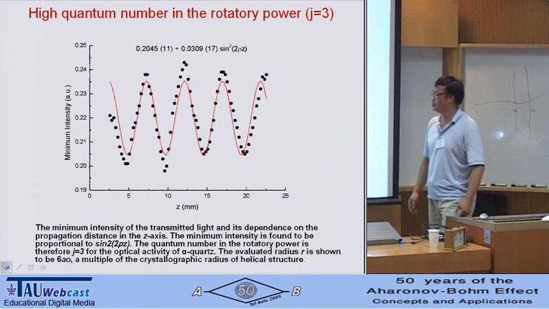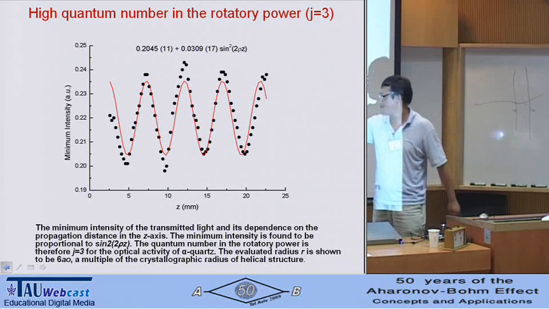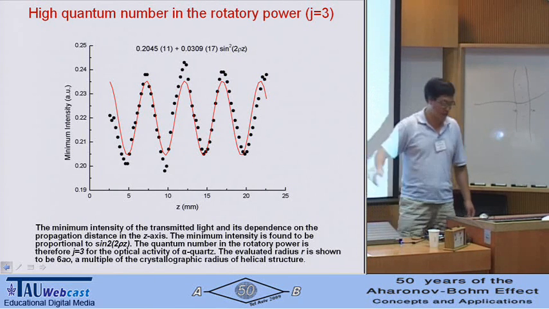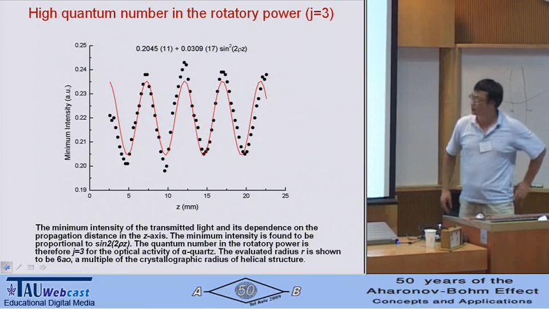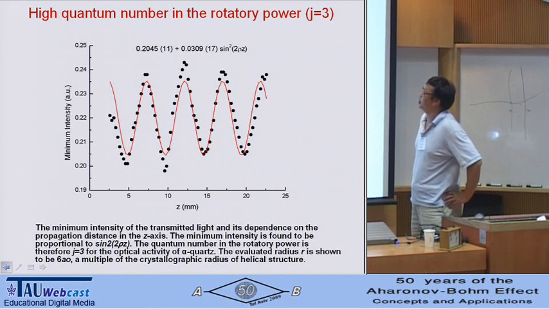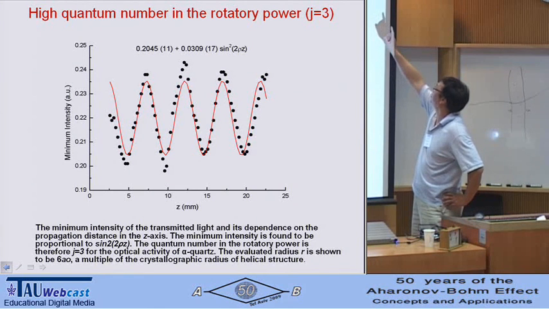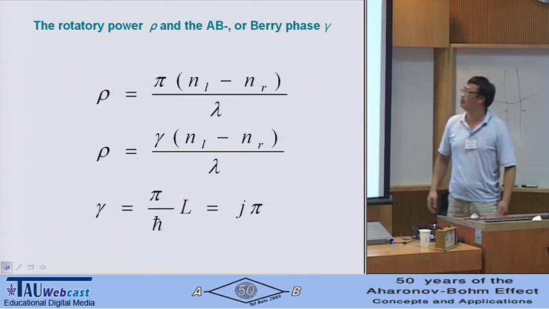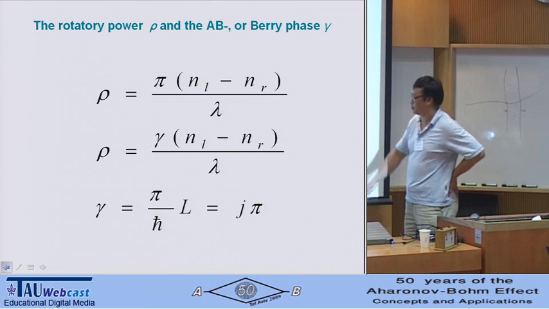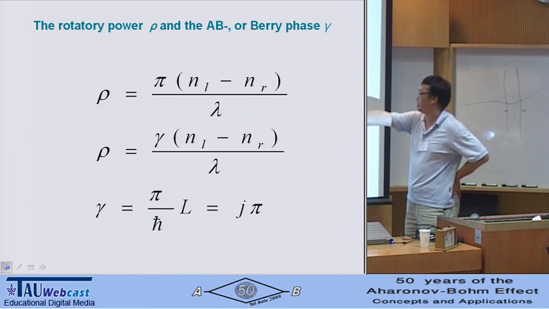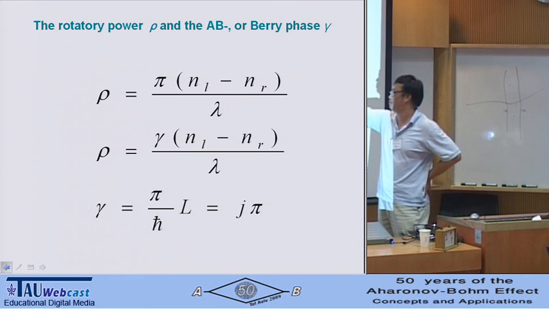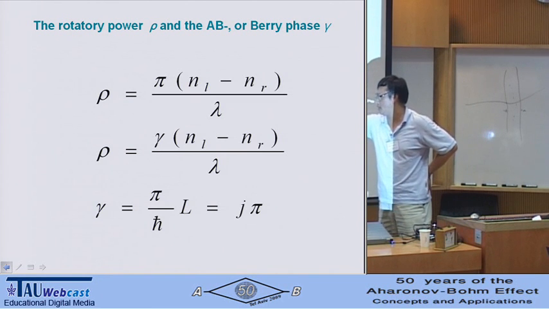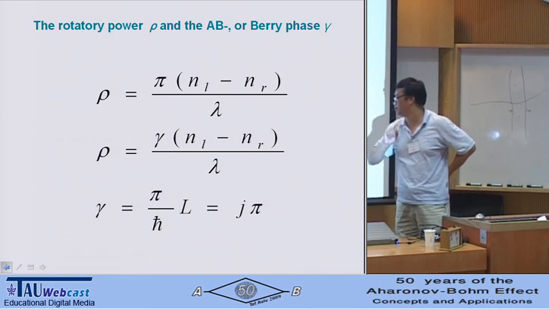This is the experimental result of the minimum intensity as a function of the optical path, as the propagation path along the direction of the optical axis. We see that the quantum number for the optical activity is J equal to 3. And the rotatory power is proportional to the AB phase gamma. We see that the rotatory power is proportional to the AB effect, and the gamma, the AB phase, is proportional to the angular frequency.